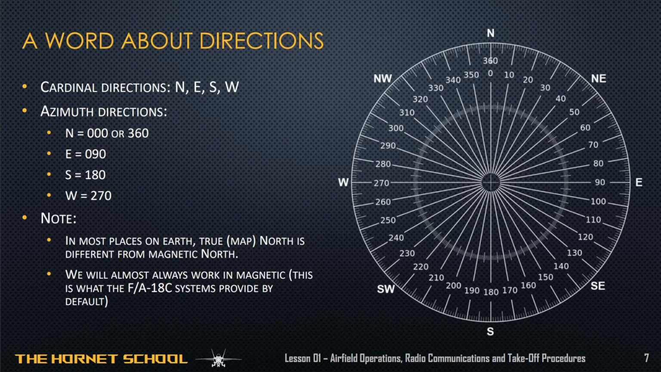A word about directions. Cardinal directions. You have north, east, south, and west. Azimuth directions. North equals 000 or 360. East equals 090. South 180. West 270. Note, in most places on Earth, true or map north is different from magnetic north. We will almost always work in magnetic. This is what the FA-18C systems provide by default.